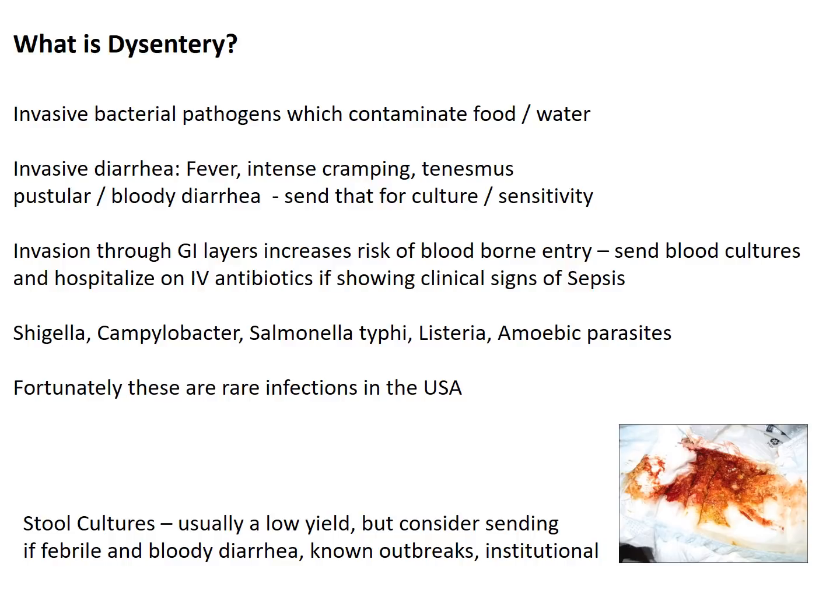and that diarrhea can be sent for culture and sensitivity. The disgusting picture at the bottom there is an infant who is suffering from invasive diarrhea, and you can see the obvious gross bloody mucousy stool from that child with invasive diarrhea. Again, organisms include Shigella, Campylobacter, Salmonella, Listeria, amoebic parasites. These are not all too common in the USA, but they still do occur. If you follow the news, you always find certain foods which are being recalled from the market due to Salmonella or Campylobacter type of contamination.